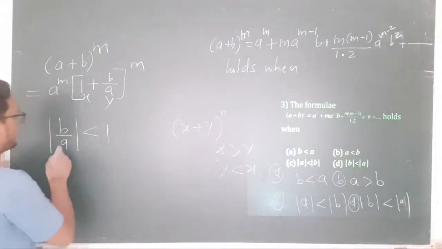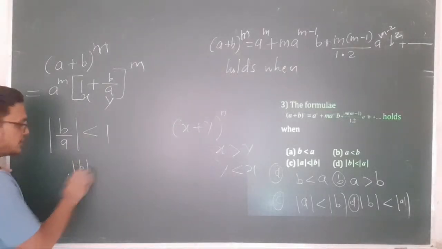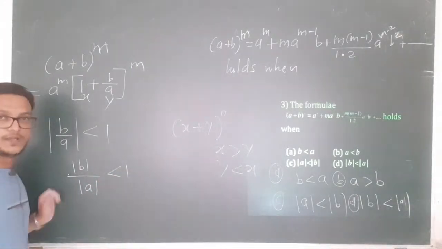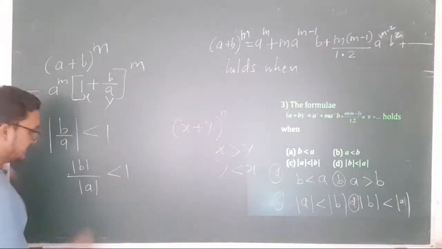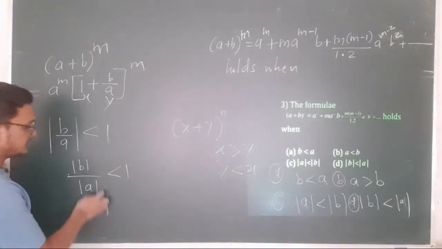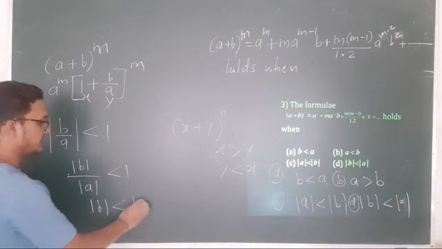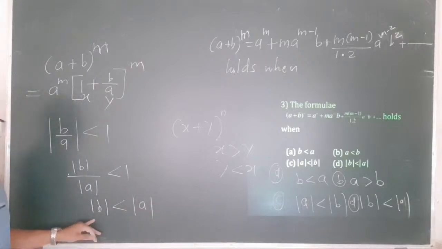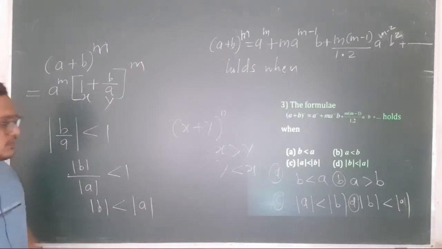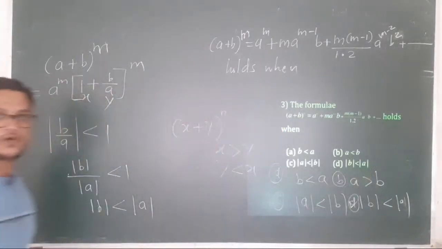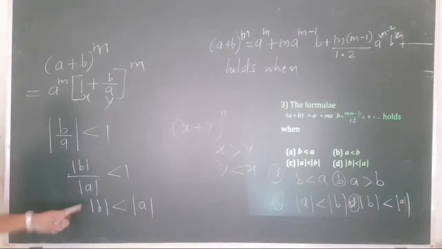Now this can be done as modulus of b upon modulus of a less than 1. Then this modulus of a transfers here and it will multiply, so modulus of b is less than modulus of a. So option D is correct here.